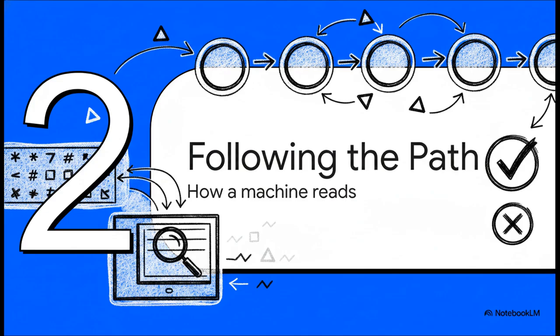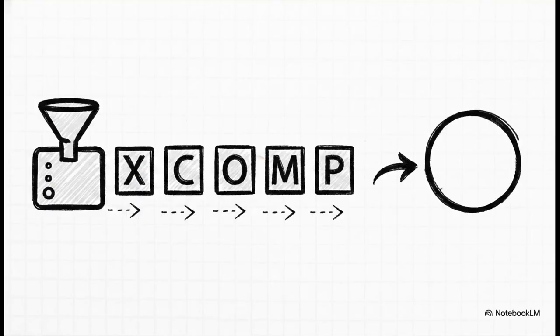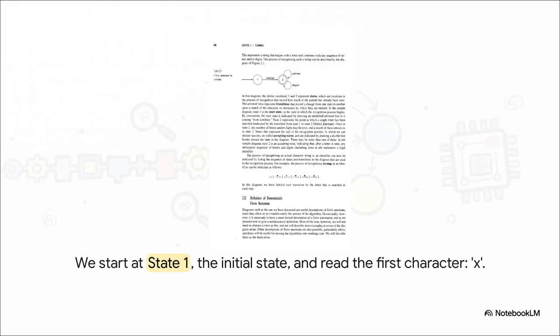Okay, so theory is one thing, but let's actually make this real. We're going to follow along as a machine reads a simple string step by step and see exactly how it decides if the pattern is a match or not. For our example, we're going to feed our machine the string xcomp. This particular machine is built to recognize valid variable names, or identifiers, in a programming language. You know, the kind of names that have to start with a letter and can then be followed by more letters or numbers.